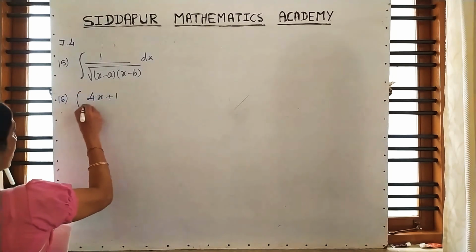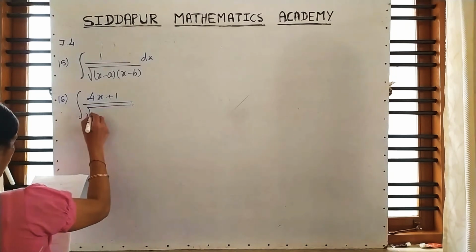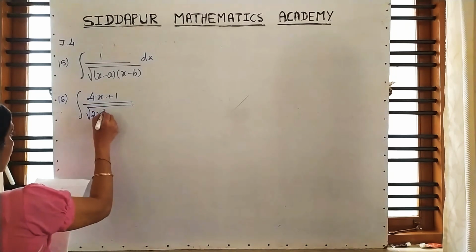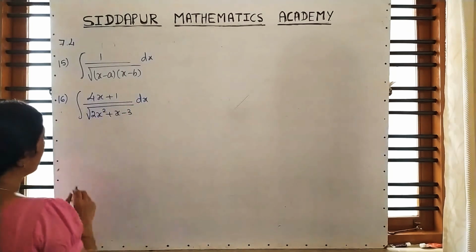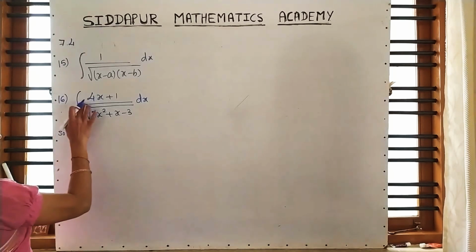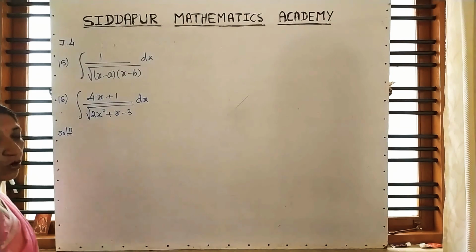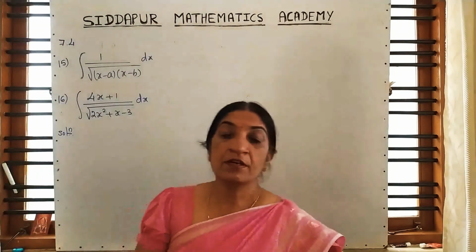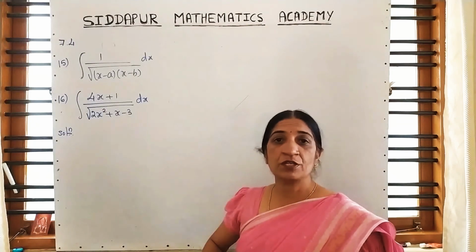The integral of (4x + 1) upon root of (2x² + x − 3) dx. Here I explain the method. In the numerator we have a linear expression, in the denominator we have a quadratic. The first step, we have to check whether the differentiation of the denominator gives the numerator or not.